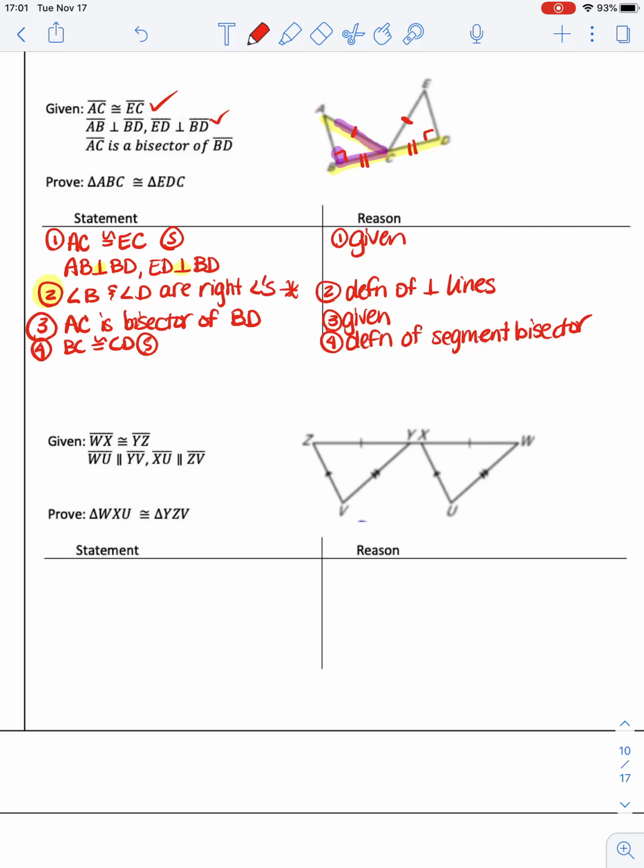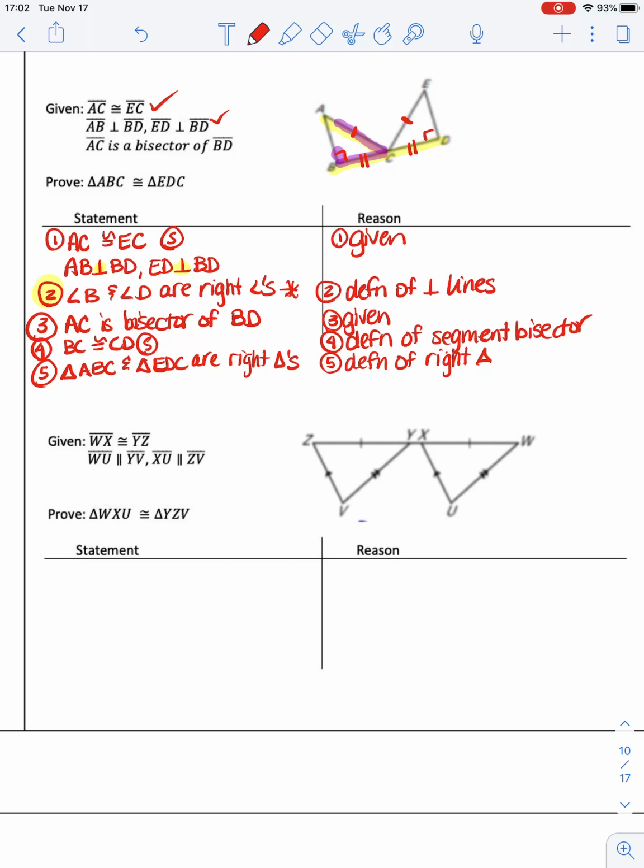But it's a right triangle if it has a right angle, which I said it did right here in step 2. So I'm going to come down here into step 5 and say that triangle ABC and triangle EDC are right triangles. You have to say that before you can use HL, and that's the definition of right triangle.